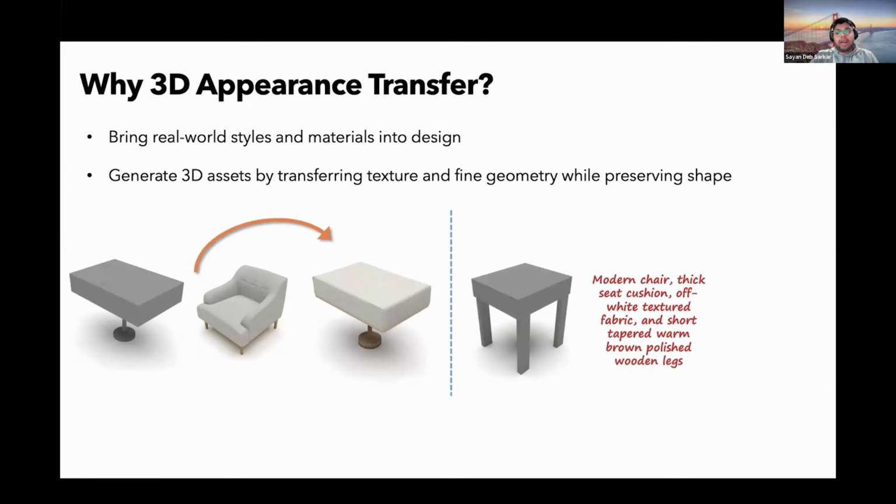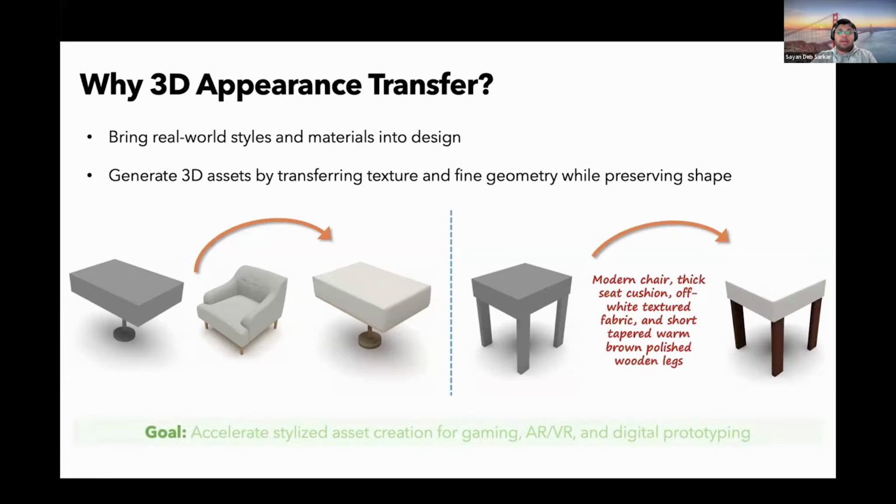Or if you would like to stylize a 3D asset, a 3D chair, 3D table in this case, with some text, and the text can describe a chair, text can describe any other object category as well. Can you still do it? So that's what I mean by generating 3D assets by transferring texture and fine geometry. The goal is essentially to accelerate stylized asset creation for gaming, AR, VR, and any digital prototyping applications.